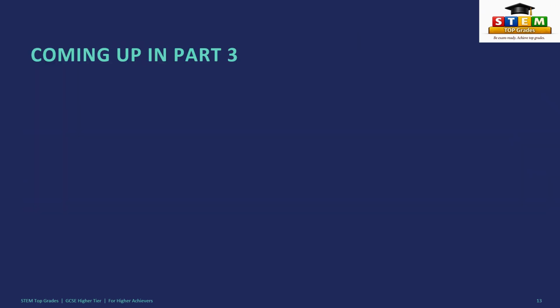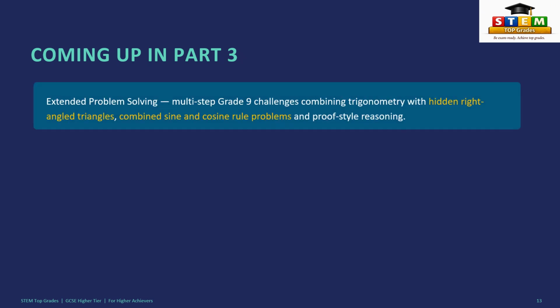Coming up in part 3, extended problem solving, multi-step grade 9 challenges combining trigonometry with hidden right angle triangles, combined sine and cosine rule problems, and proof style reasoning.